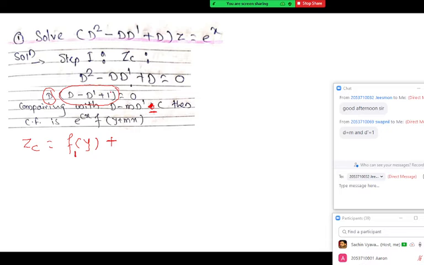Plus, now what is the value of c here for the second factor? If you compare with the minus c, it should be minus 1. So e raised to minus x, because e raised to cx f of y plus mx, and the value of m is 1. That is Zc. The complementary solution is f1 of y plus e raised to minus x f2 of y plus x. Is it clear? Is it clear? No, sir. Please repeat it again. Pardon?